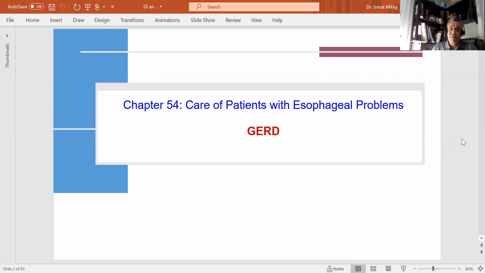And if the disease is refractory to medical therapy, then we can consider evaluation for Nissen fundoplication or hiatal hernia repair. We'll get to these surgical interventions later on, and they are well described in the other set of PowerPoint slides as well.